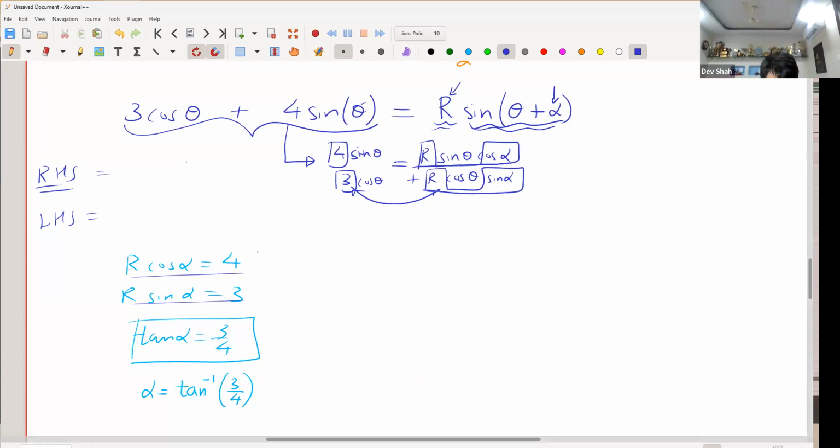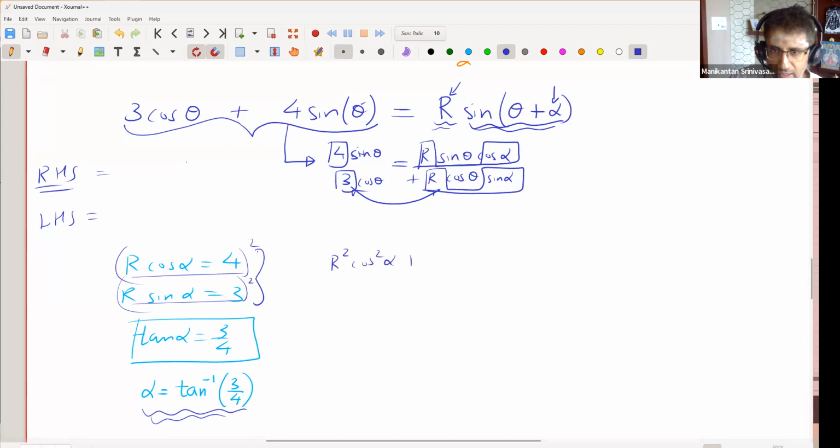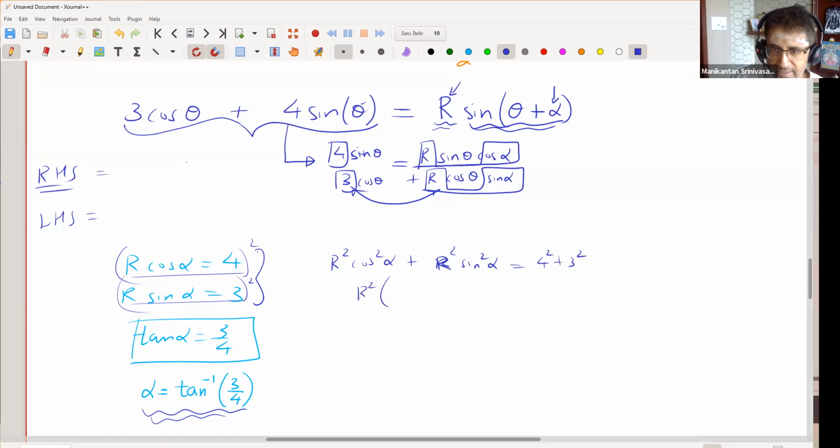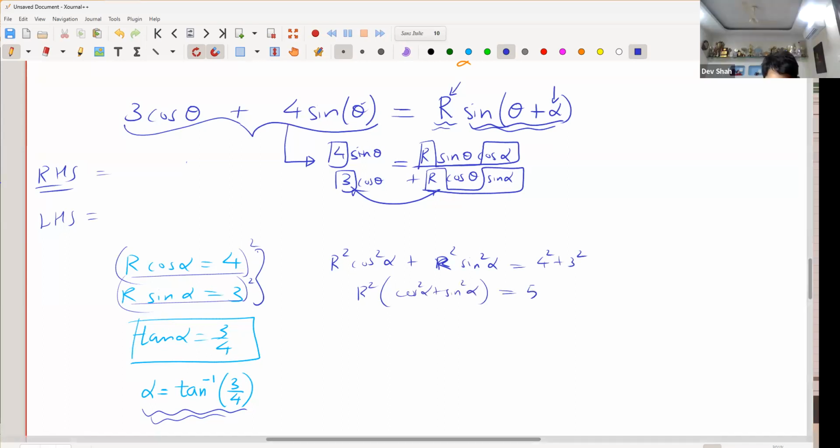One way of solving for alpha is if I divide these two, I get tan alpha is 3/4. So alpha is an angle whose tan is 3/4, and the way I write it is alpha is tan inverse of 3/4. Now, how do I solve for R? I can take the first expression and square it, and take the second expression and square it and add. When I do that, I get R square cos square alpha plus R square sine square alpha, which is 4 square plus 3 square. This is just a standard solving technique. And we know that cos square alpha plus sine square alpha is 1. Therefore, this is 25.